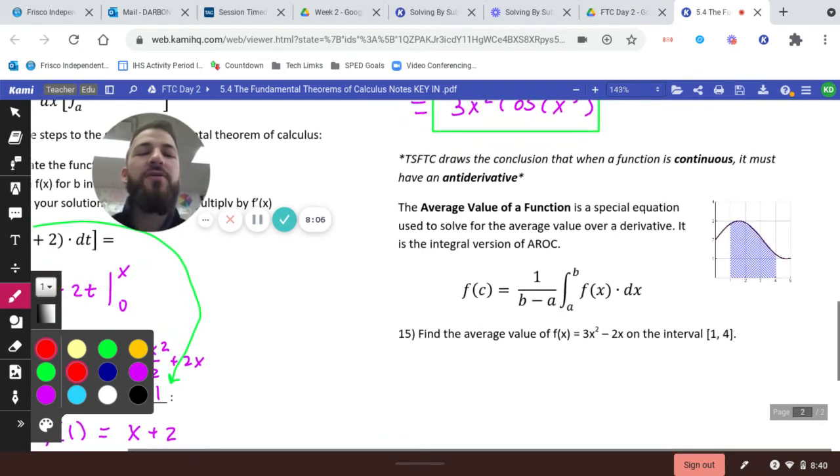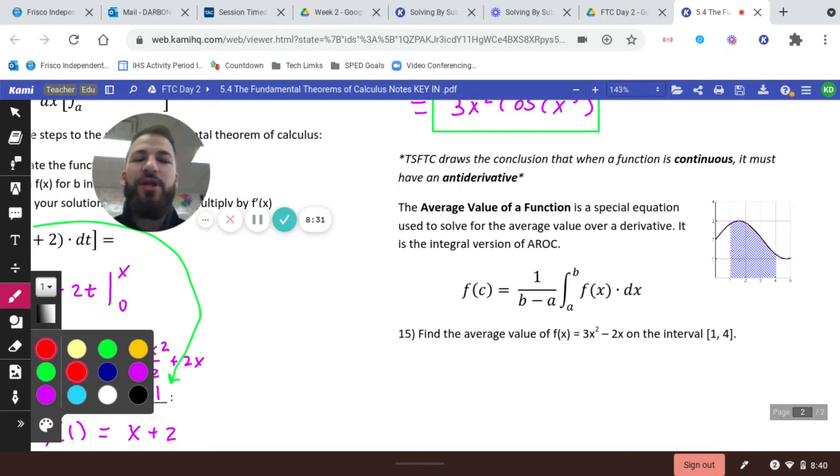And as a final kind of statement, the second fundamental theorem of calculus draws the conclusion that when a function is continuous, it must have an antiderivative. So it's basically just saying that if I can derive and integrate, these things have to be true. That's what the second fundamental theorem says, essentially, is that if I can integrate, I have to be able to derive. I can go back and forth, continuous functions, all that kind of good stuff.